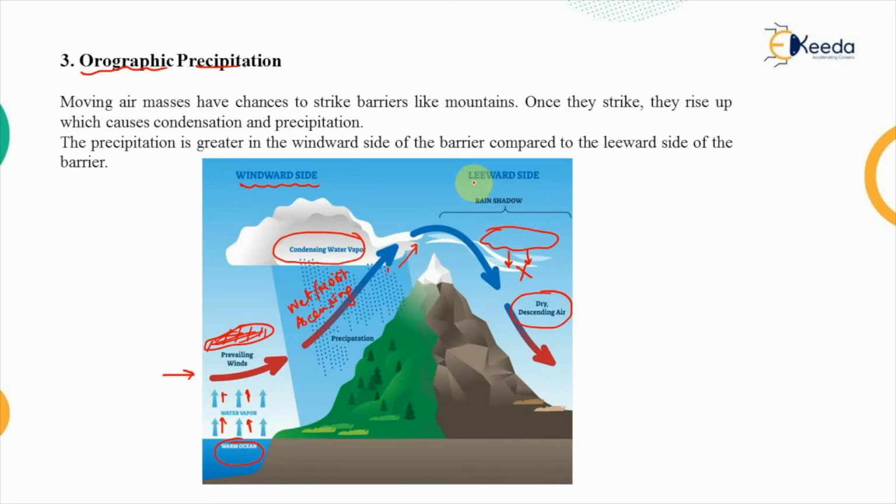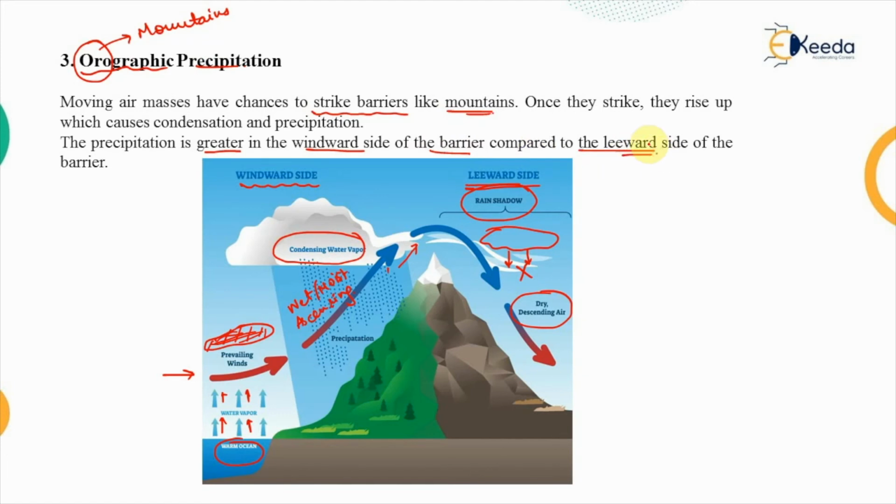while the shadow region of the rain, which is known as the rain shadow region, is the leeward side. So in this orographic precipitation, oro represents the mountains. The precipitation which occurs because of striking barriers like mountains is known as orographic precipitation. And the precipitation is greater on the windward side of the barrier compared to the leeward side.